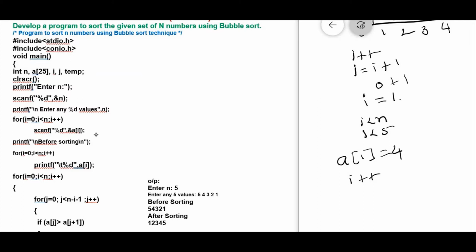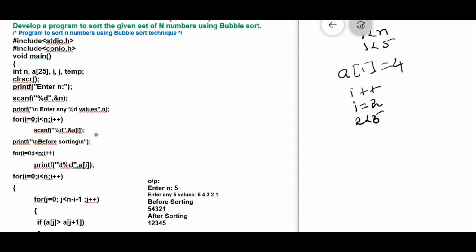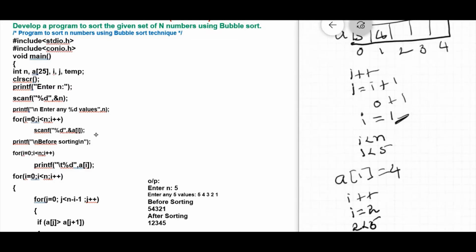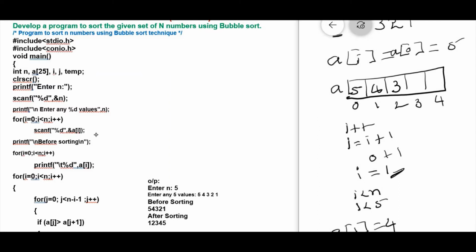So the previous value of i was 1. Now i will become 2. So 2 is compared with 5. Yes, it is less than 5. So it will perform scanning again. So a of 2 will be assigned the next value, that is 3. So 3 will get stored here.